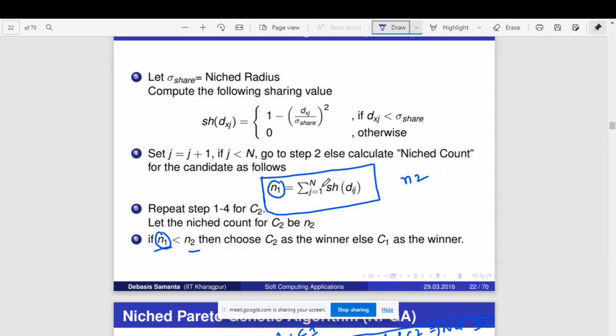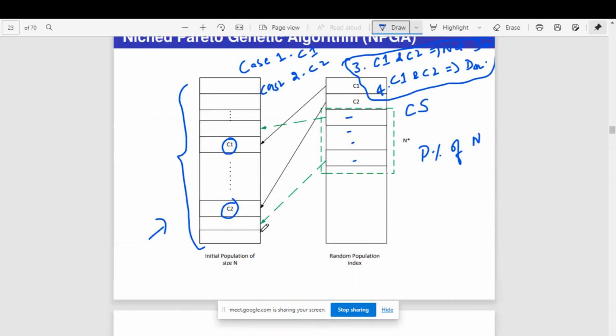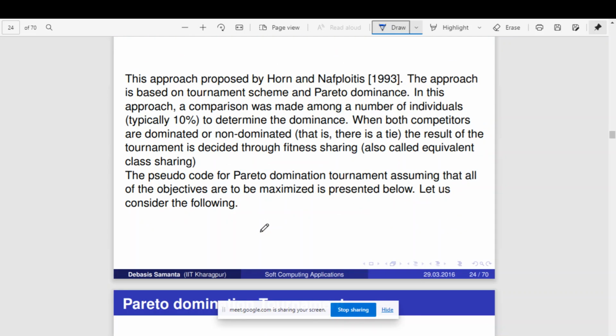Then you have to compare n1 and n2. If n1 is less than n2, then who is the winner? N1 corresponds to C1, N2 corresponds to C2. If n1 is less than n2, C2 is the winner. That is, whoever is greater, they are the winner. If it is the other way around, if n2 is less than n1, then we will say that C1 is the winner. So that is what the algorithm is about.